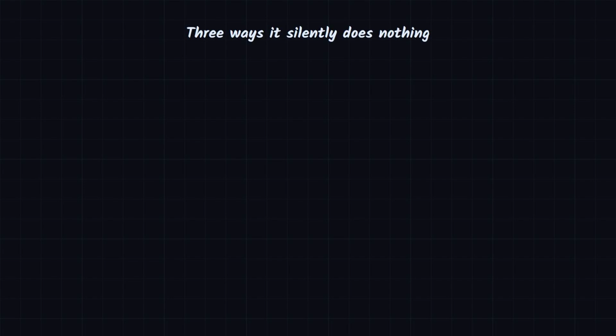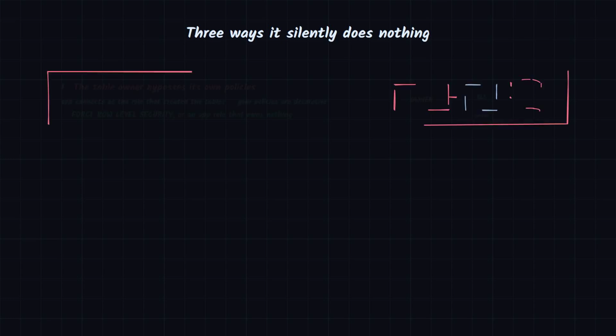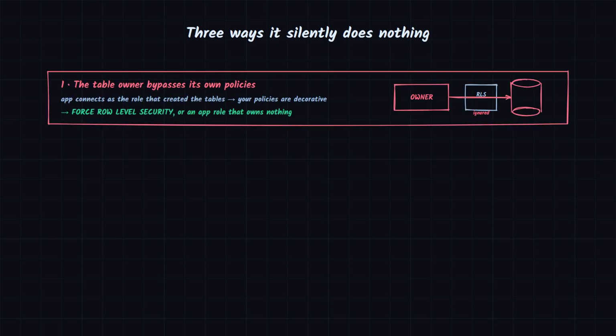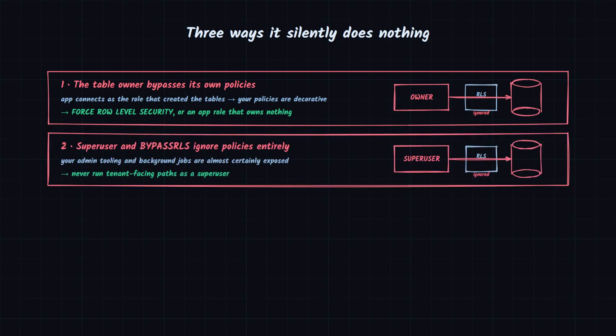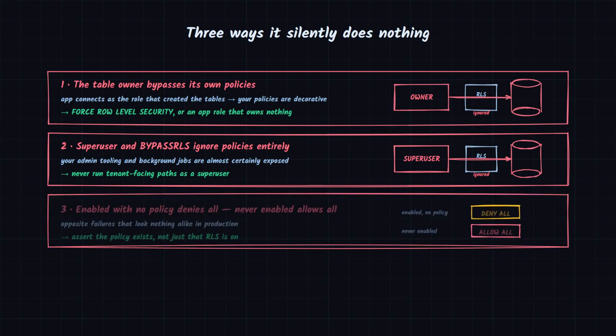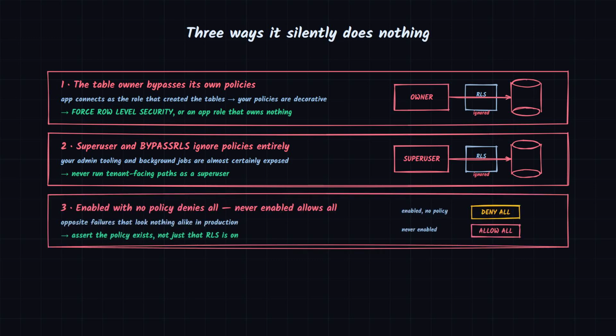Now the part that costs people real money, because all 3 of these look like RLS is working. First, and this is the big one, the table owner bypasses their own policies. Postgres exempts the owner by default. So if your application connects as the user that created the tables, which is exactly what the average migration setup does, your policies are decorative. You need FORCE ROW LEVEL SECURITY, or better, an application role that does not own anything.